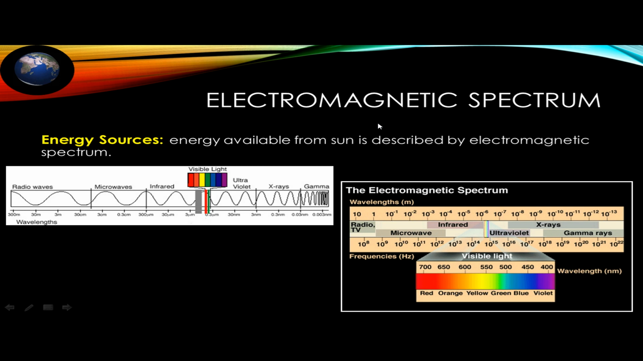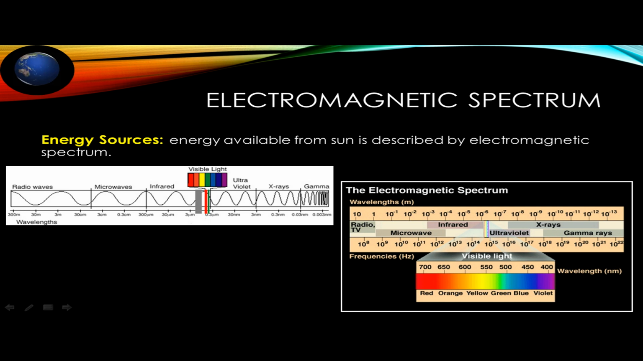Okay, so the electromagnetic spectrum describes the energy available from the sun, which is the energy source. If you see here, the wavelength is given from 300 meters, 300 nanometers to 0.003 nanometers. Here you can see when the wavelength is large, the energy is high, and when the wavelength is low, the energy is low, as Sir taught in the class.